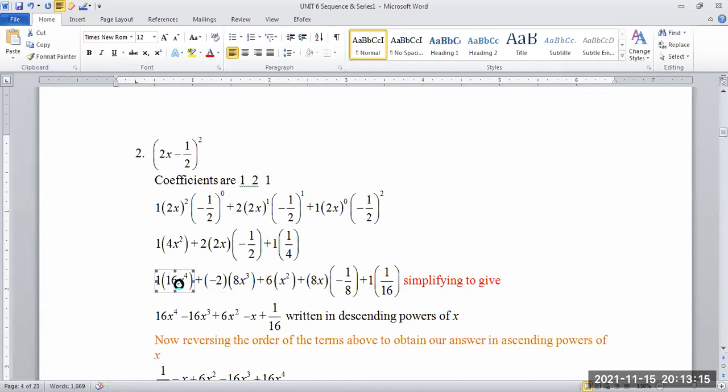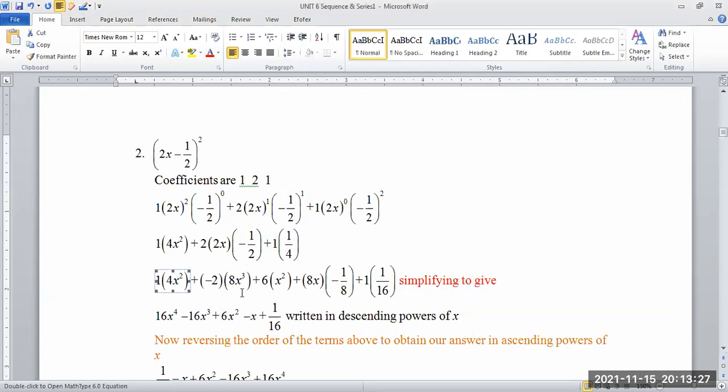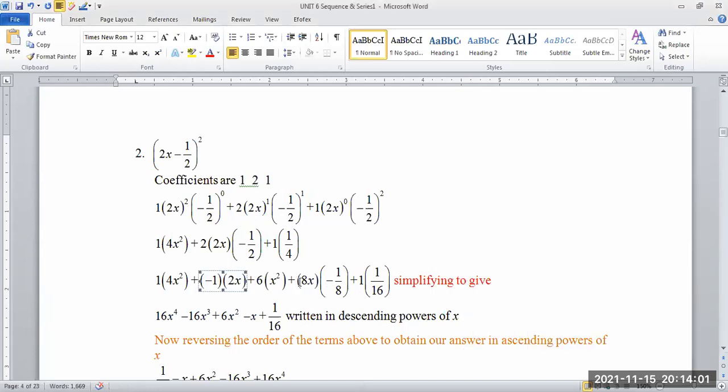The last little piece now is me just fixing it up to say 4x squared. And it's going to be 2 times negative 1/2. Negative 1/2 times 2 is going to be negative 1, times 2x. I know somebody will ask me about this one. I feel it, I sense it.